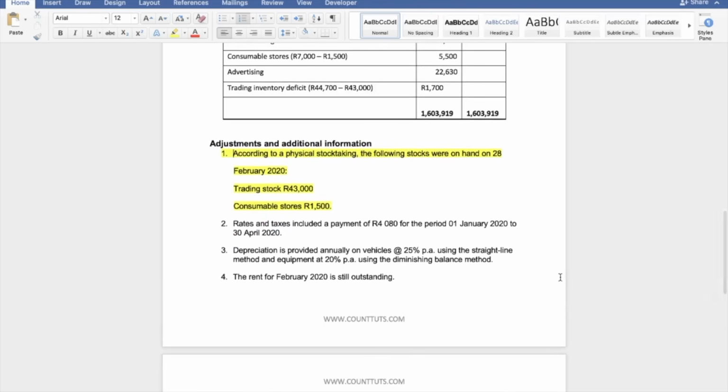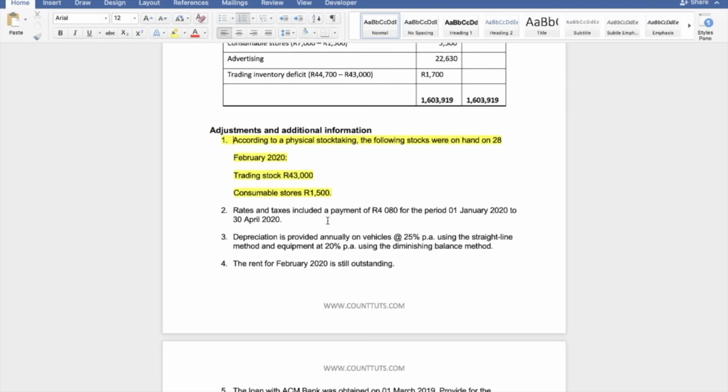All right, now let's look at the second one. Rates and taxes include a payment of 4,080 rand for the period 1 January 2020 to 30 April 2020. Now, like I said, if you looked at our previous lessons, I said accounting rises and falls on dates. What I meant by that is that dates are extremely important in accounting when you're applying your principles, the definitions, or the recognition criteria. Everything you do with accounting, you must pay very careful attention to dates.